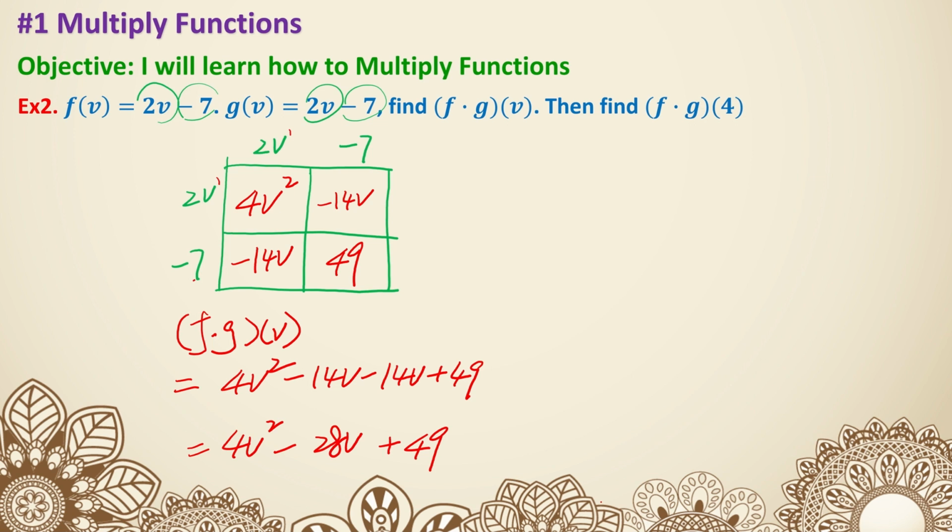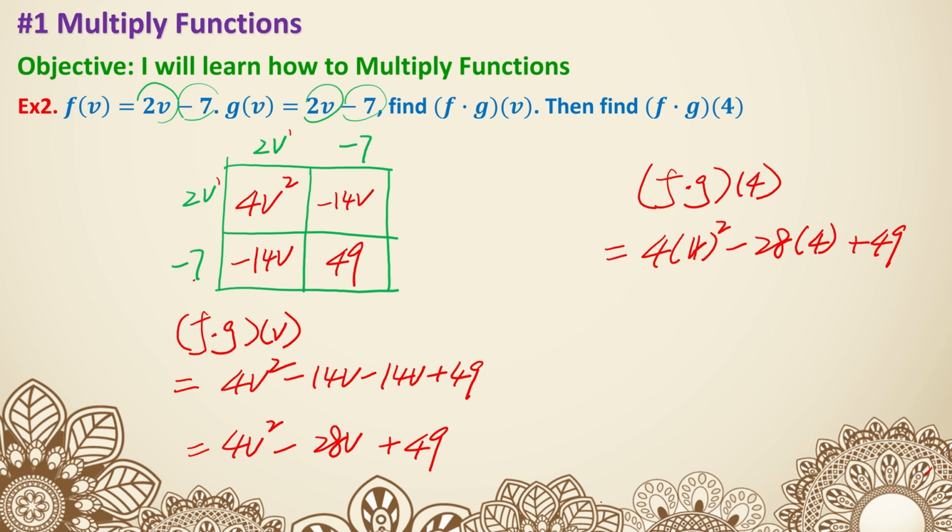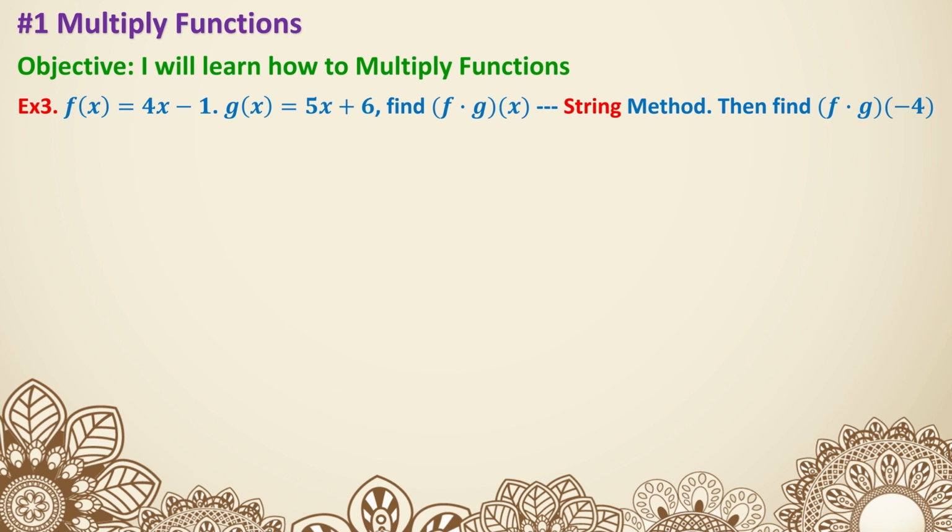Now we need to plug in the number. F times g of 4 is 4 times 4 squared minus 28 times 4 plus 49. So that's going to be a 64 in the front. And then minus 112 plus 49. So it's actually 113 minus 112, which is a 1. That's example 2. Moving on, example 3.